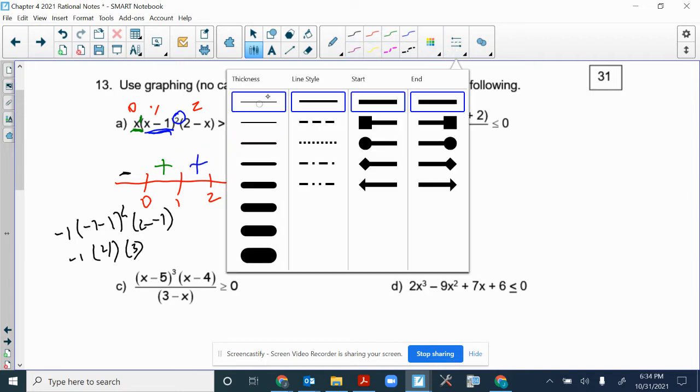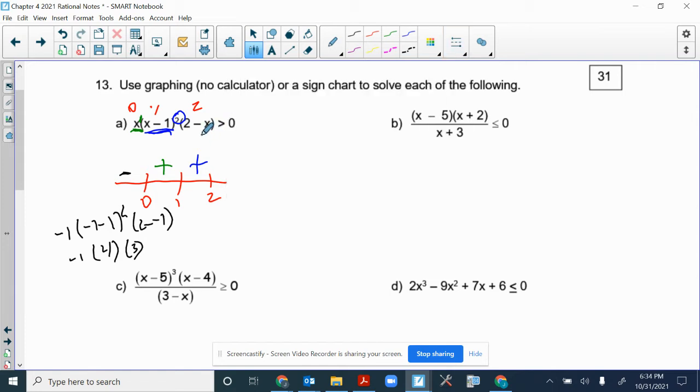And then last, the 2 minus x gave us the 2. Its multiplicity is 1, which again means it crosses. So there is our sign chart complete. Again, I just needed to know what happened at the beginning.